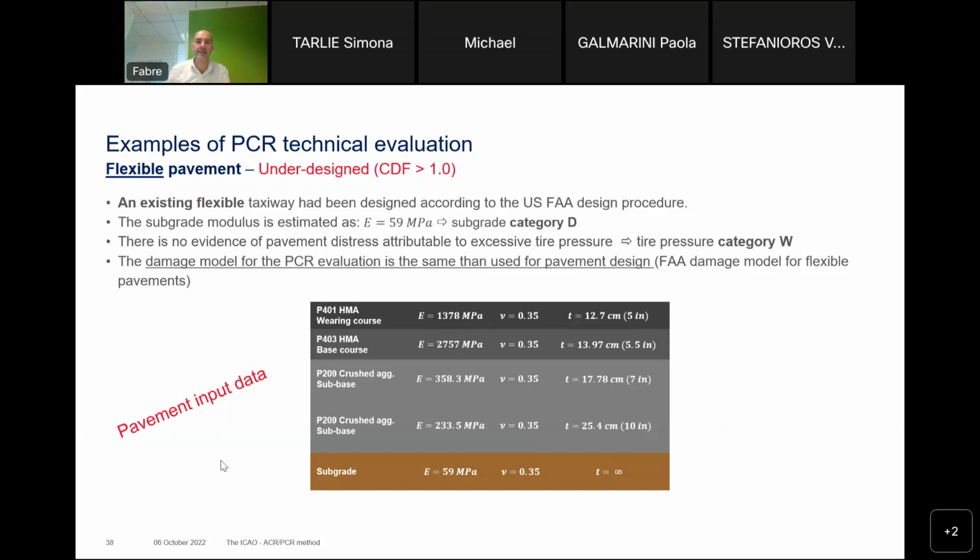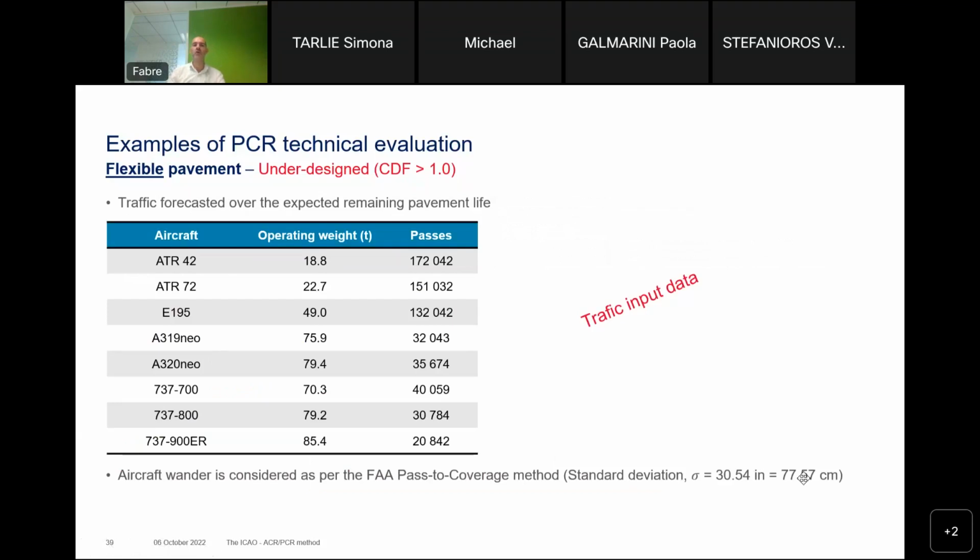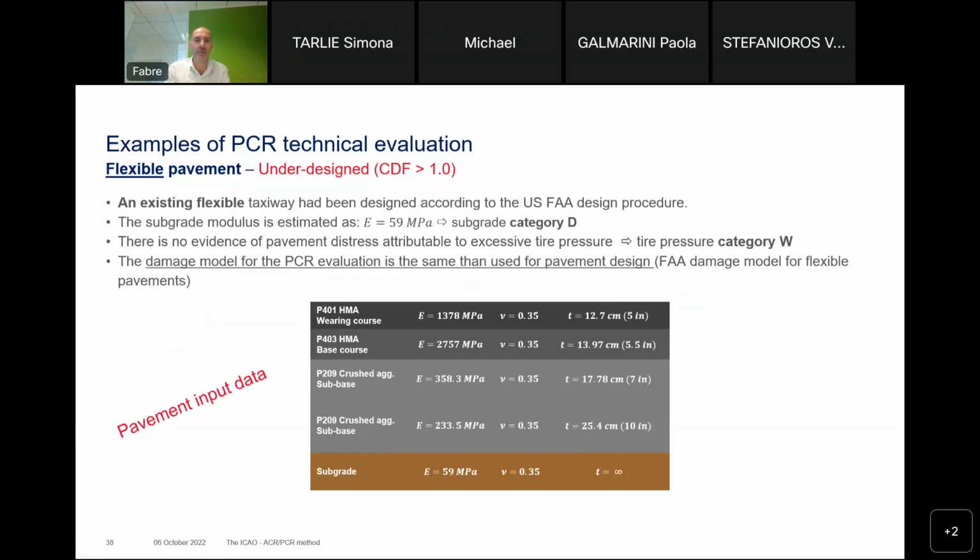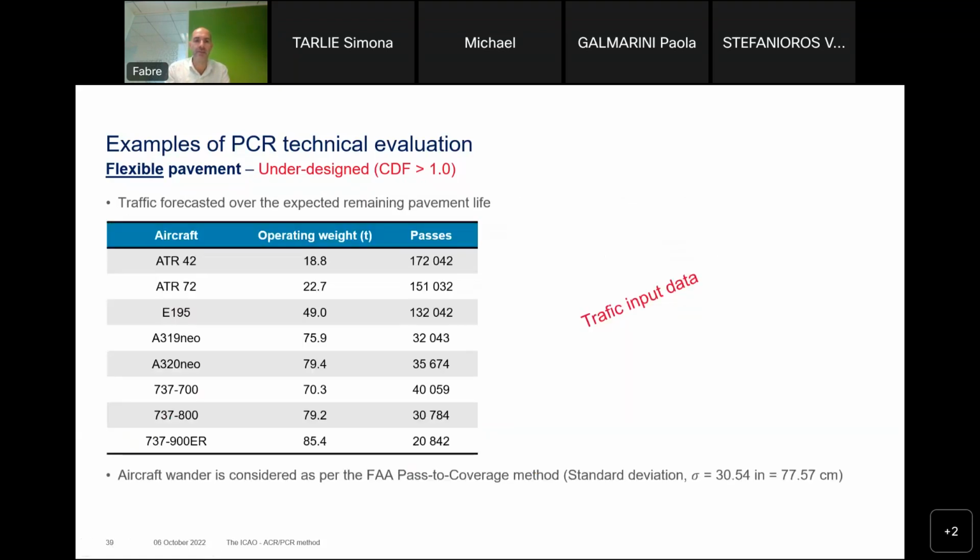So then these are the pavement inputs. The traffic input is a simple traffic, which is composed mainly of a single airplane and regional aircraft. They are described with their operating weights and their number of total passes over the design period. In that case, it is not mentioned here, but I think it was a period of 20 years. So this is the number of movements for each aircraft over this design period.